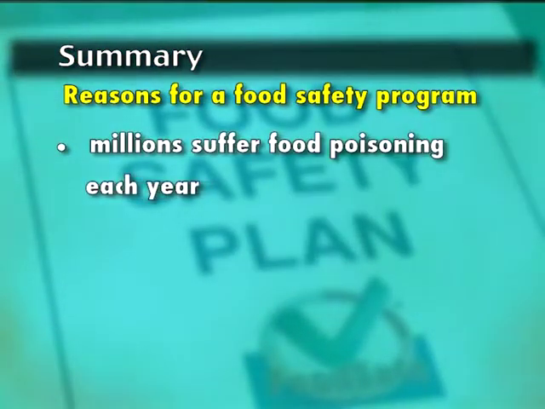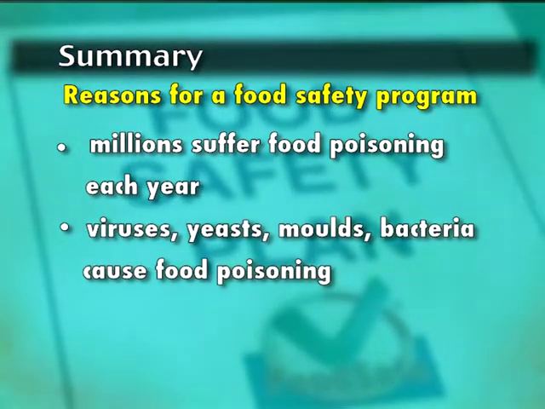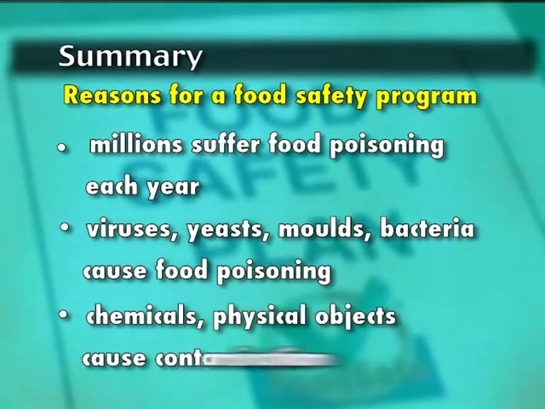Millions of people around the world suffer food poisoning each year. Severe food poisoning can cause death. Microorganisms, such as viruses, yeasts, moulds and bacteria cause food poisoning. Chemicals and physical objects in food also cause contamination.